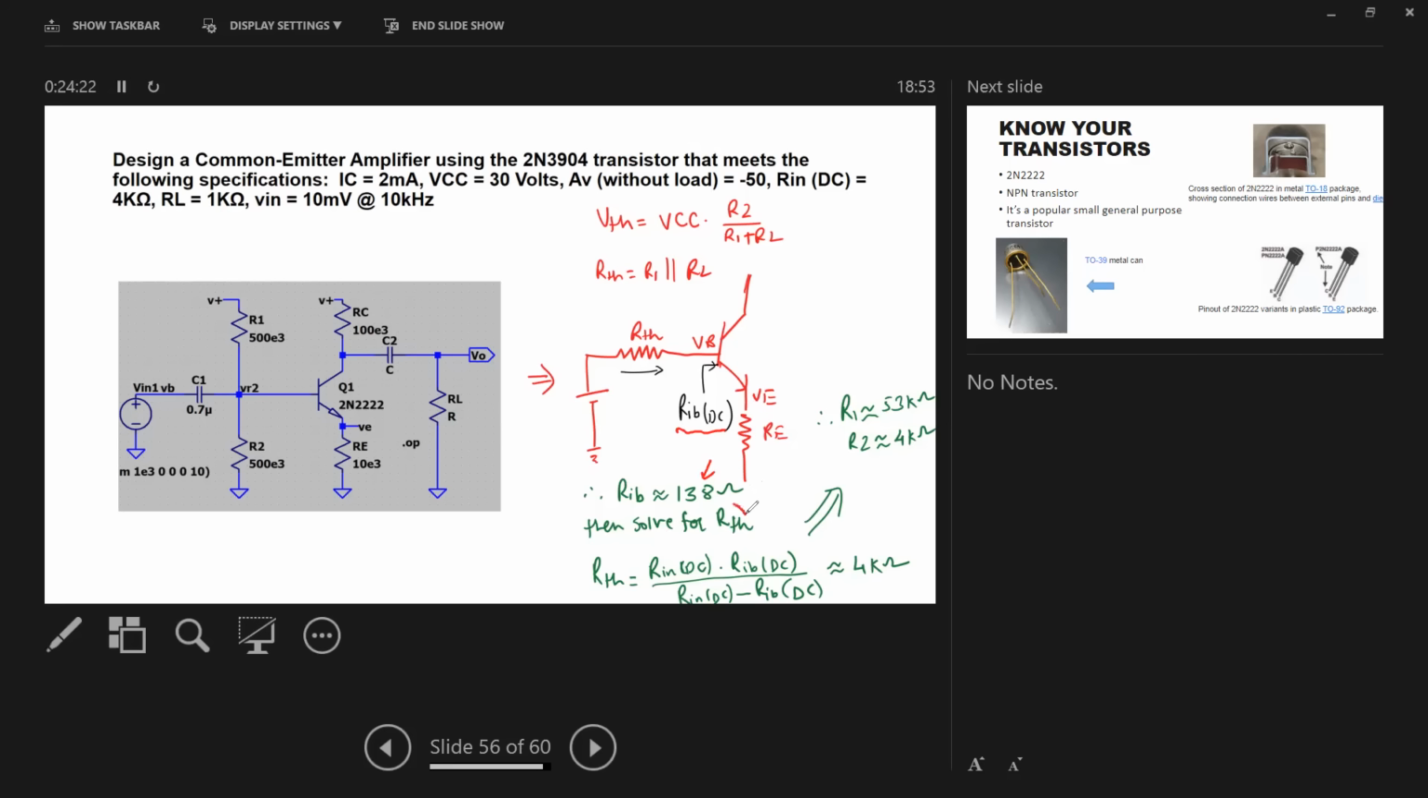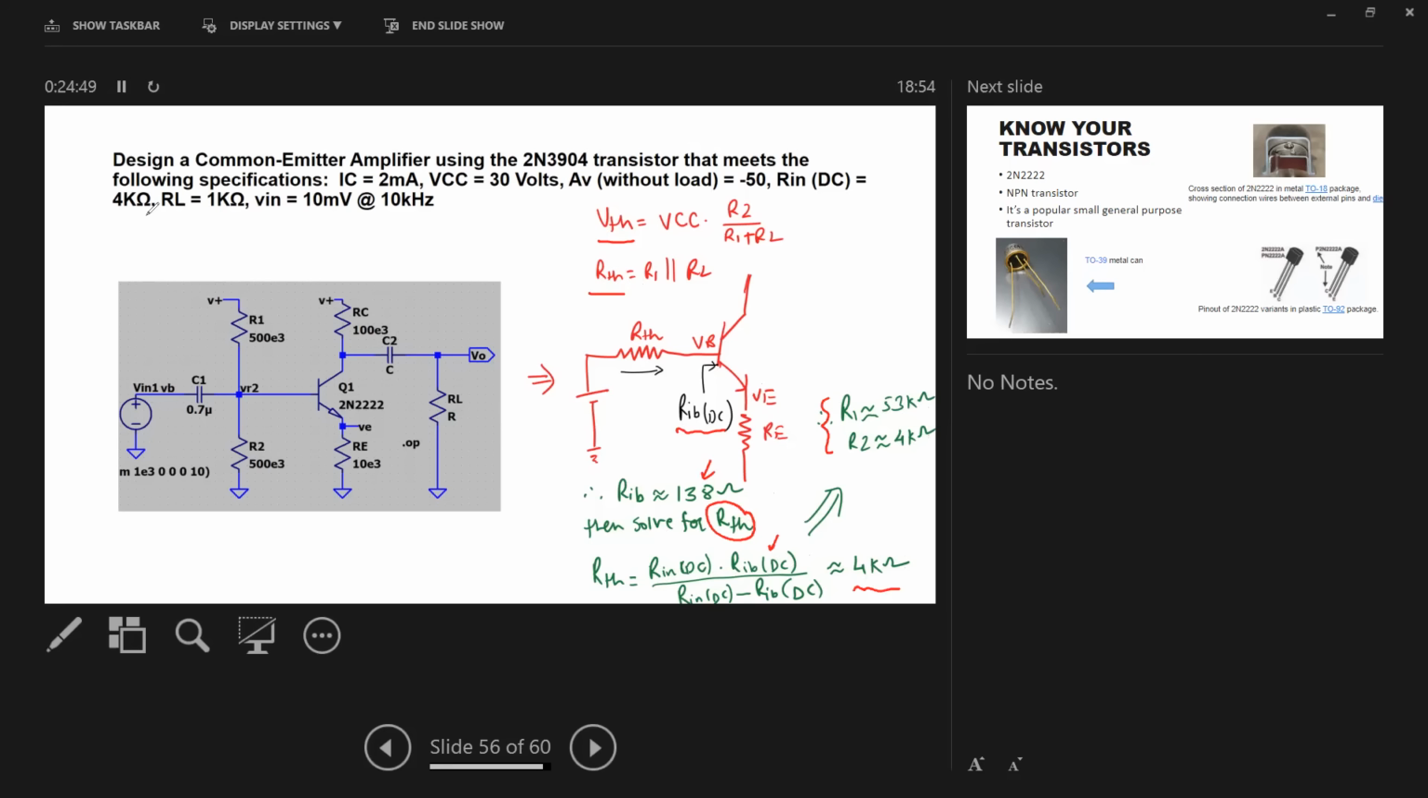And then using that, I solved for Thevenin's equivalent resistance RTH, which, according to this formula, is 4 kilo ohm. And then using RTH and the VTH, I have the values of these two resistors. R1 is about 53 kilo ohm and R2 is 4 kilo ohm.